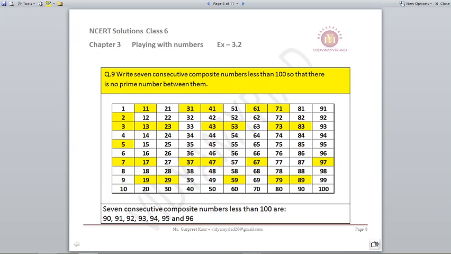Fourth, 32, 33, 34, 35, 36. These are 5 numbers. We need 7. So I think we can go further. Even if we try 62, 63, 64, 65, 66. This is also 5 numbers, but we need 7. So the last row we can check: 90, 91, 92, 93, 94, 95, 96. These are the only numbers which are consecutive and they are a total of 7. No prime numbers in between.